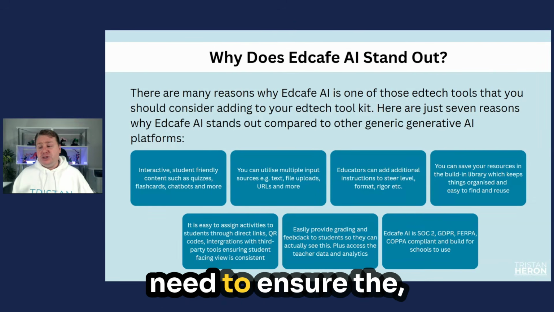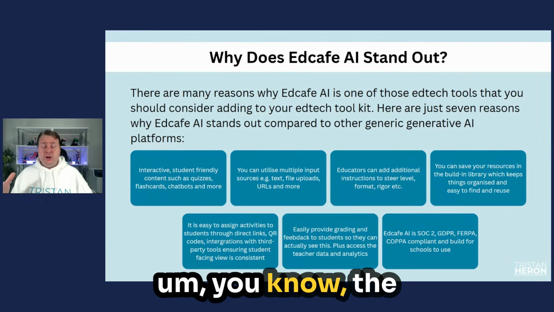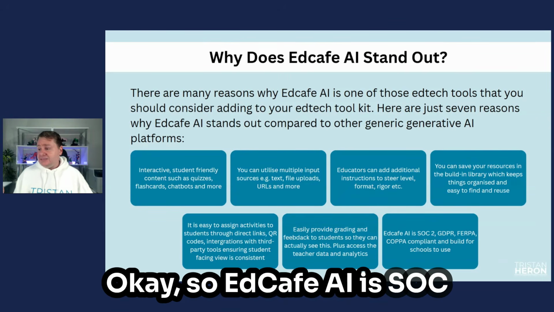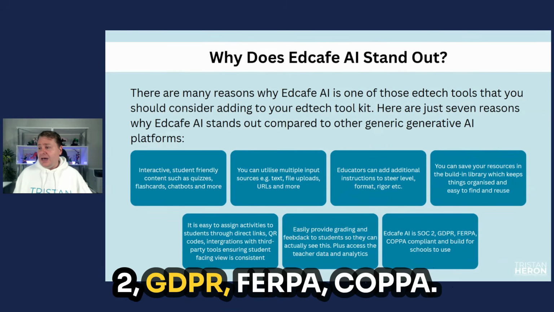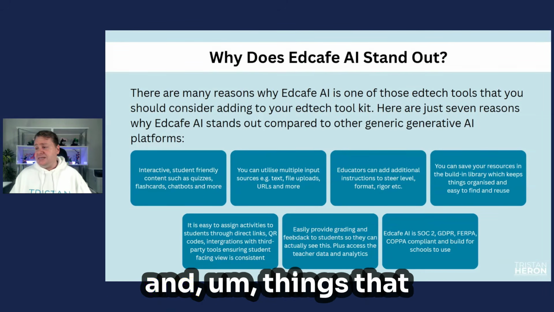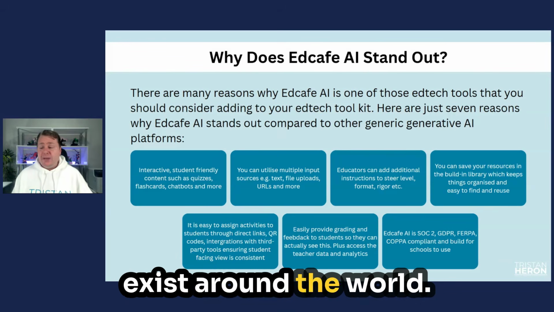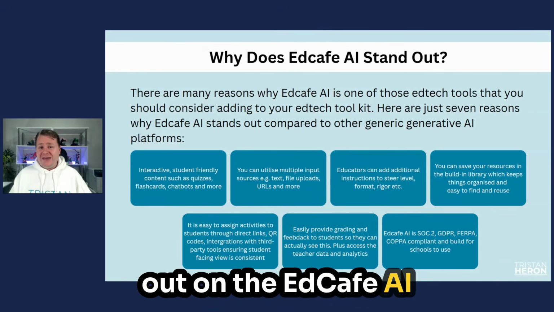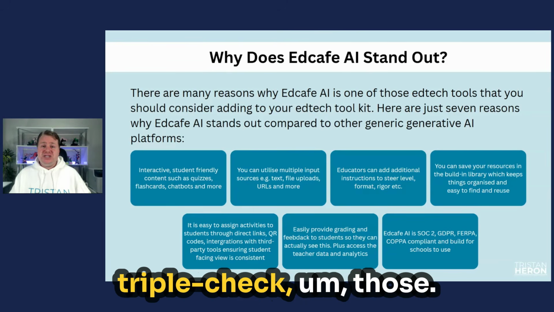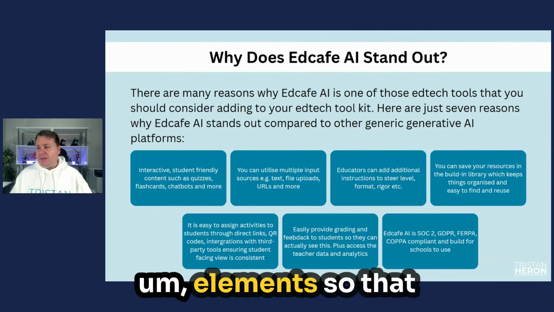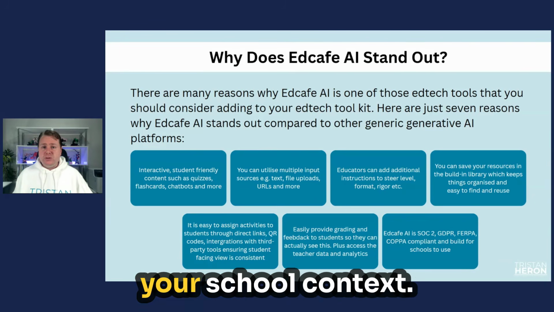And finally, the really great thing here is if you're coming from a particular school context where you need to ensure the resources that you're using are compliant. Okay, so EdCafe AI is SOC 2, GDPR, FERPA, COPPA. It's compliant with all of these different particular processes and policies that exist around the world. So if you want to check that out, you can also go and check it out on the EdCafe AI website if you want to triple check those, but it is compliant with all of these different elements so that you can use it within your school context.